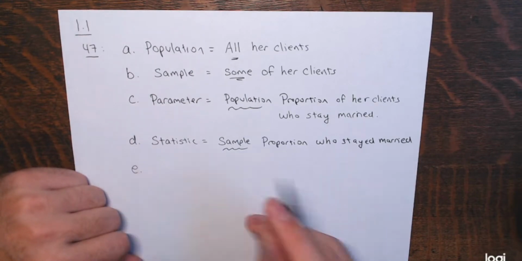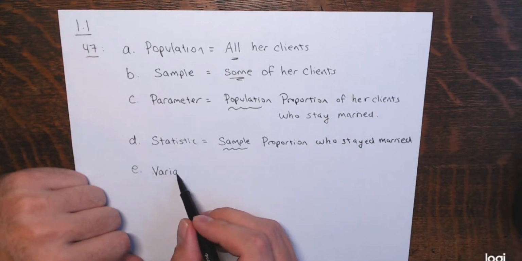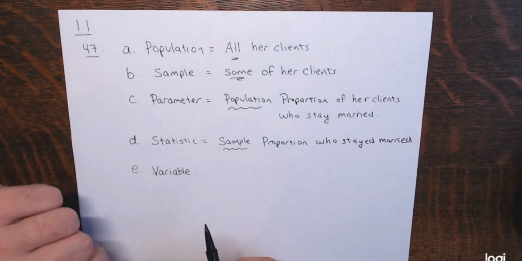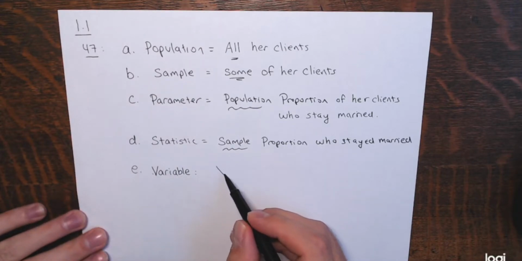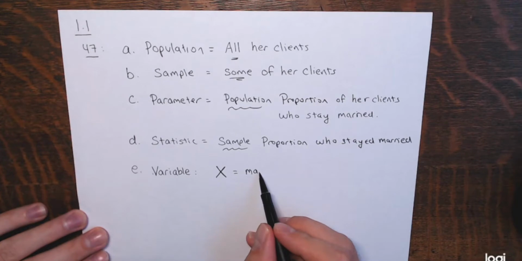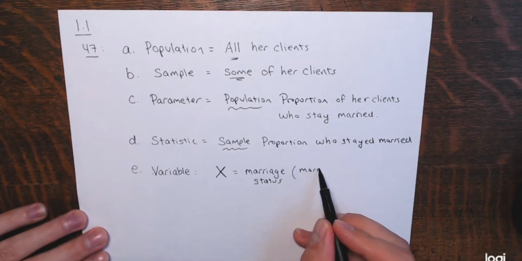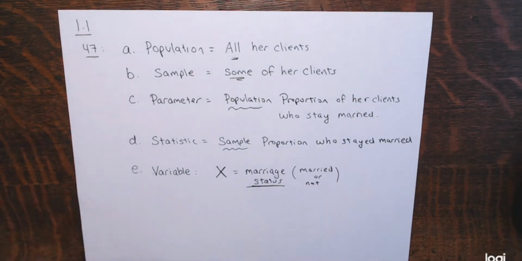E, what's the variable? Now here, you would just be going client to client and simply asking or looking at if they were still married or not. So here it's the marriage status. I'll call it capital X, the marriage status of each client. Married or not are the only things that would be recorded. So you go client by client: is this client married or not? Is this client married or not? You just keep going down the line.